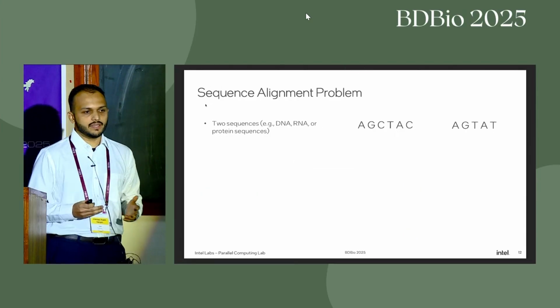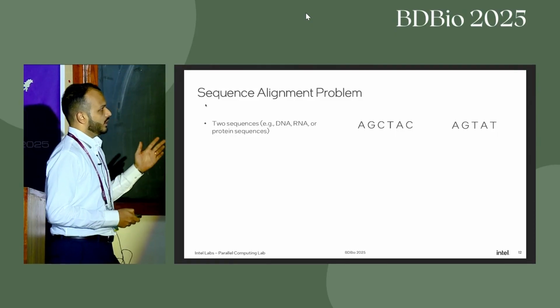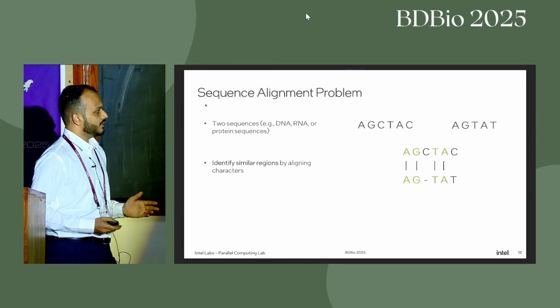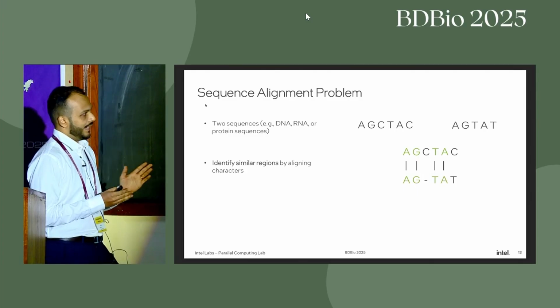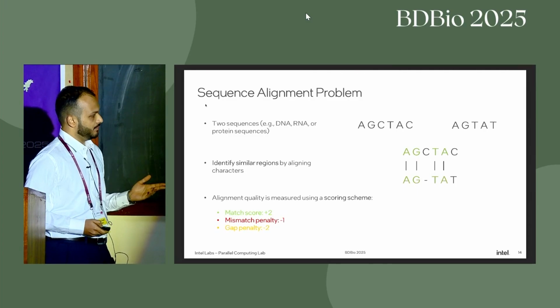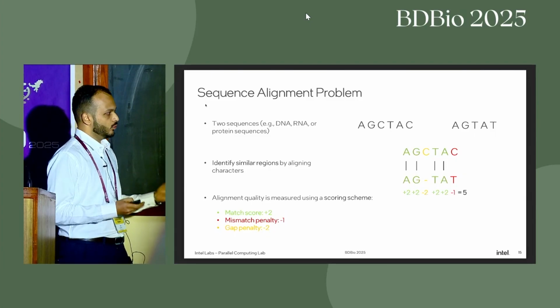To understand the framework, I'm taking the sequence alignment problem as a proxy. In this problem, as you all may already know, we have two sequences that we work on. The goal is to identify similar regions by aligning characters in the sequences. Because we can have multiple kinds of alignments, there is a way to score these alignments, and based on the score we can decide which alignment is good and bad.